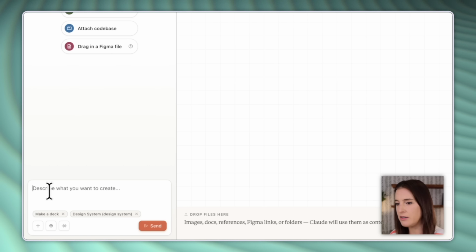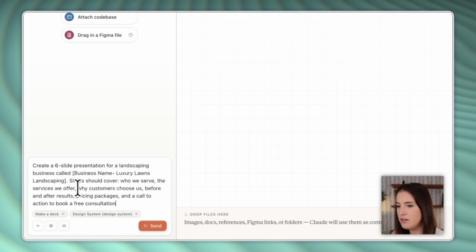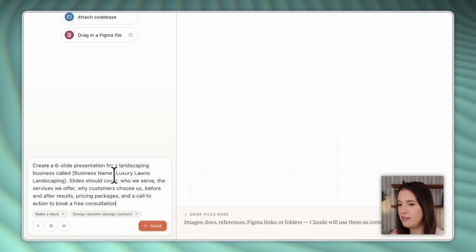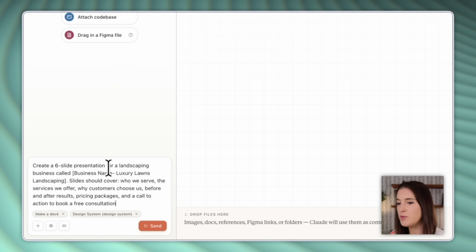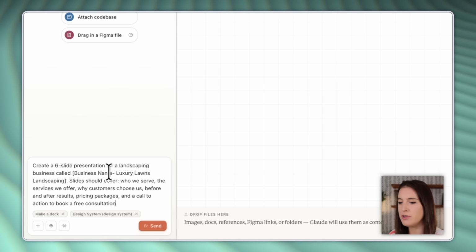For this slide deck, I'm saying create a 6-slide presentation for a landscaping business called, you can insert your business name here. I just came up with an example name, Luxury Lawns Landscaping. And then I said slides should cover who we serve, the services we offer, why customers choose us, before and after results, pricing packages, and a call to action to book a free consultation.